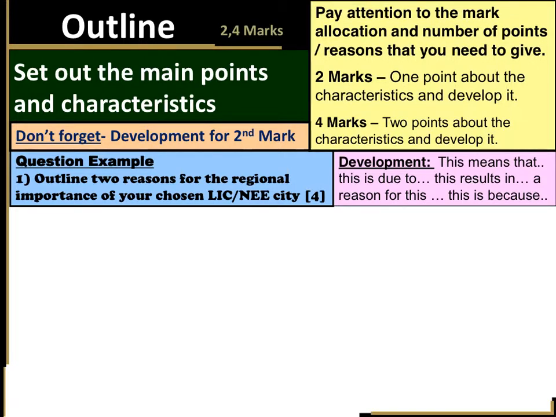For example, the question says, outline 2 reasons for the regional importance of your chosen LIC NE city. Well, it says 2 reasons, but you get 4 marks. Therefore, it means you've got to develop your answers a little bit. There's some advice for that in the pink box. If you just put some of those in your answer, then suddenly your answer will get the 4 marks.